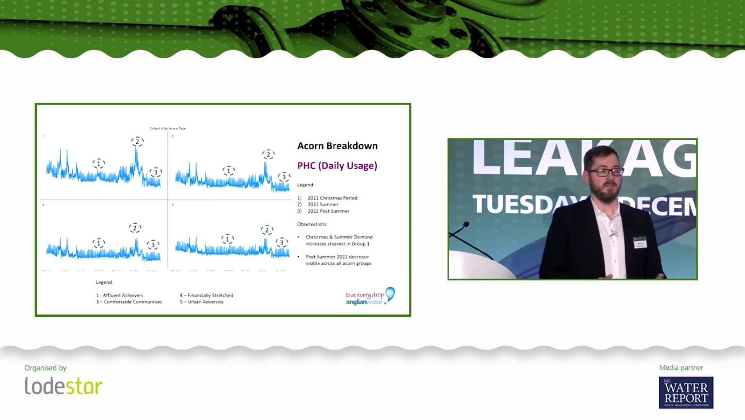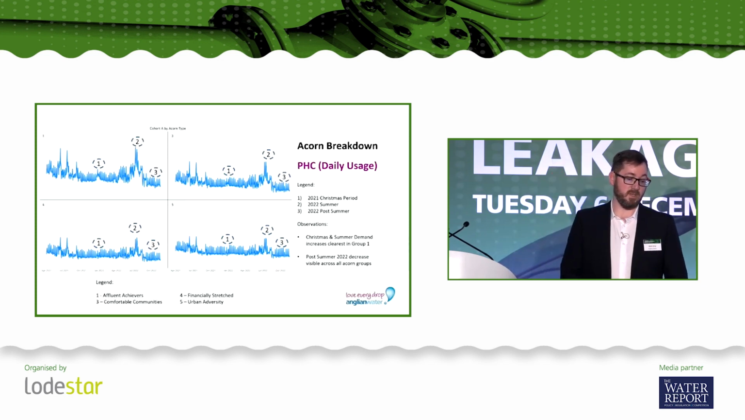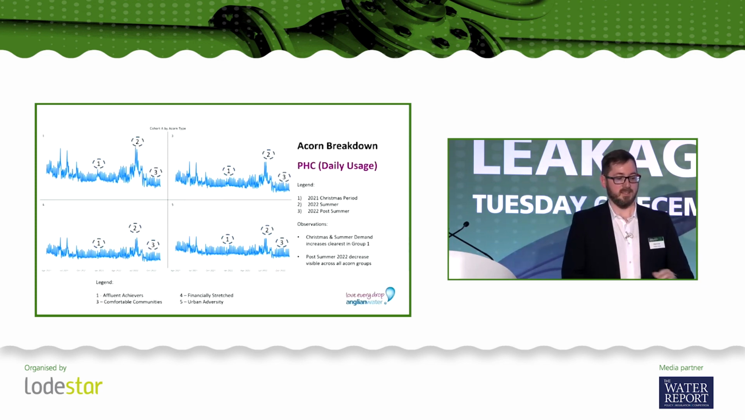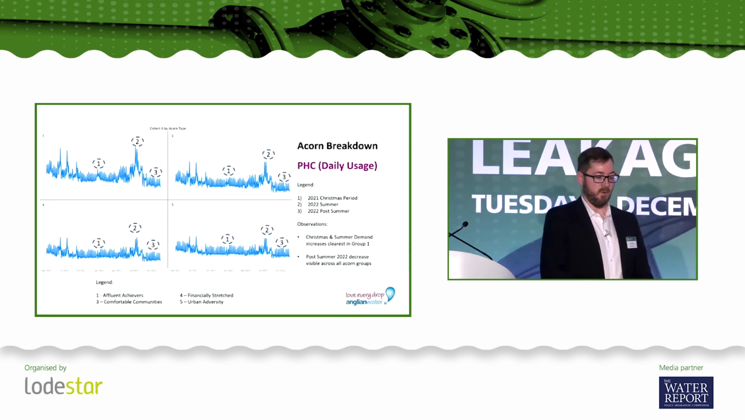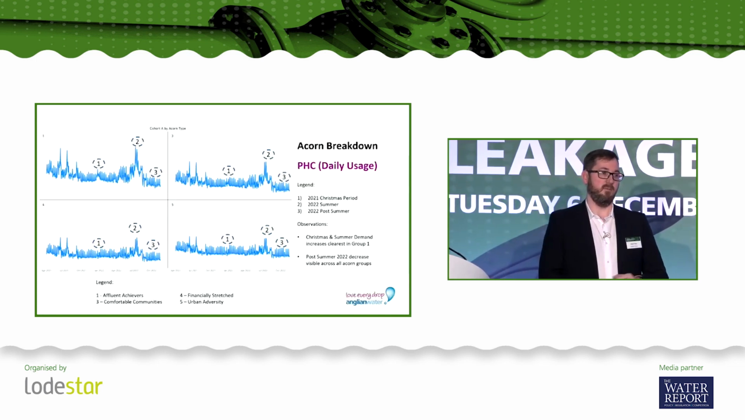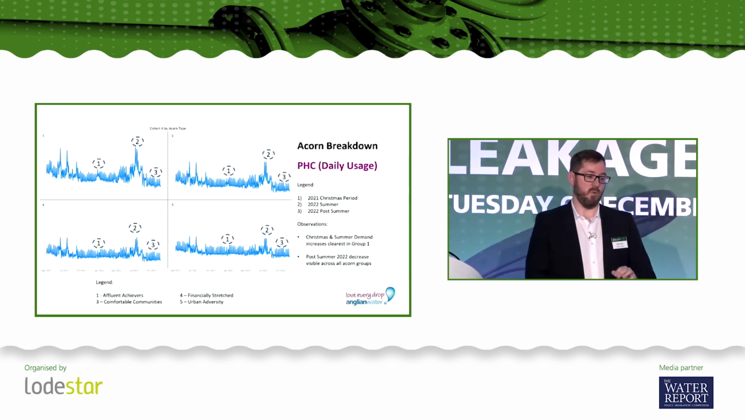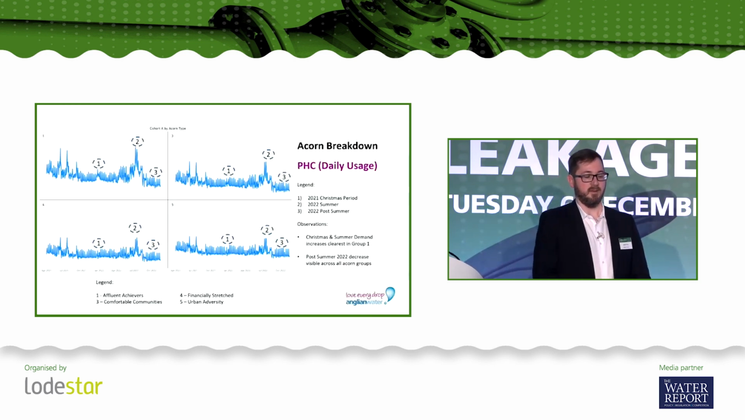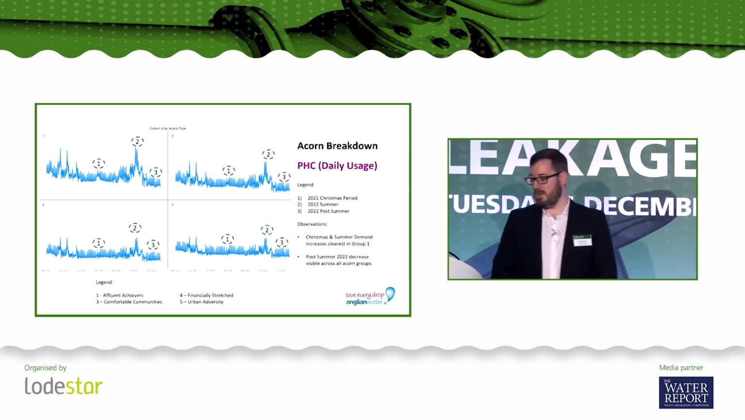Once we'd finished looking at night usage, we then moved on to PHC, so per household consumption, so daily usage. Slightly different points to call out on the chart here, but essentially the key areas that we highlighted and the insights we saw were around Christmas, the summer demand, and what I've called the post-summer 22 drop. Some clear observations when it comes to Acorn. So Christmas and summer demand, we can see very clear on Acorn type number 1, way more prominent than the other Acorn types. And the drop that we've had in PHC after the summer period is visible across all the different Acorn types.